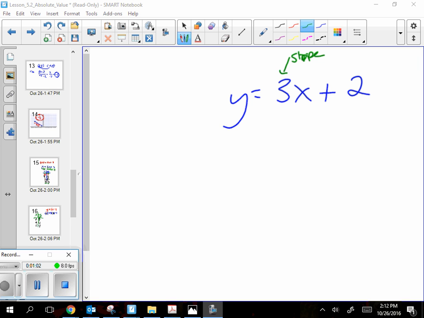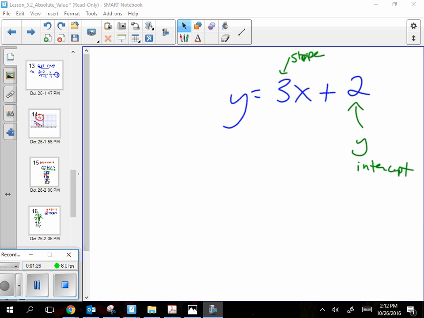This 2, the other number up there, is something else. Y-intercept. So we got the slope, we got the y-intercept. In a moment I'm going to change the equation. You just got to remember what's by the x, that's the slope. And the other number, that's the y-intercept. I'm going to show you on a picture what this looks like.